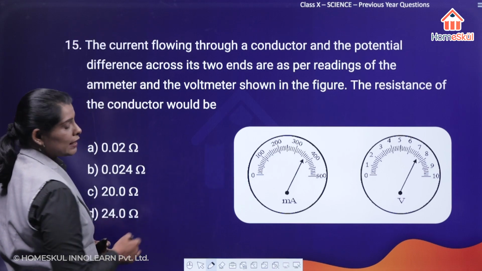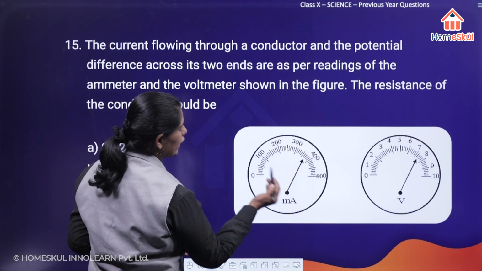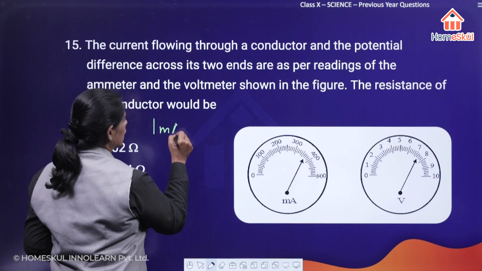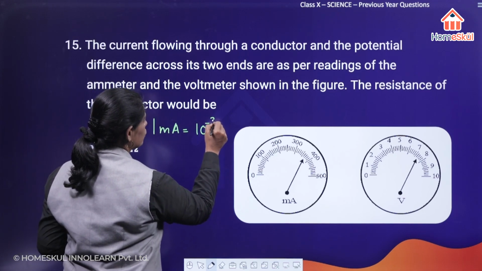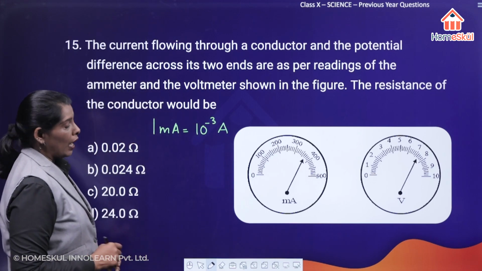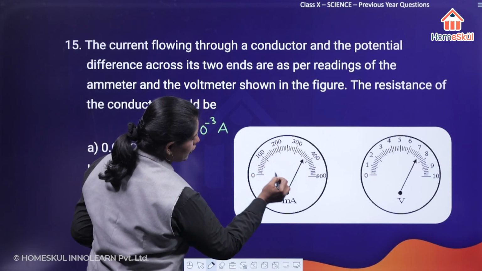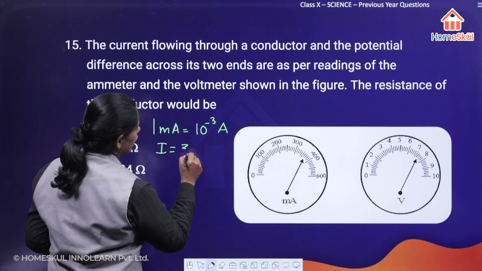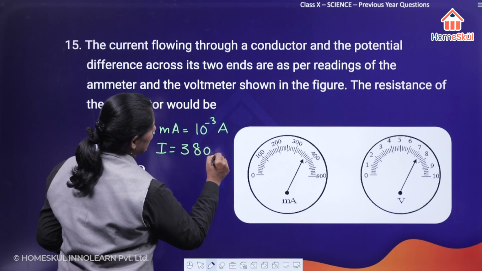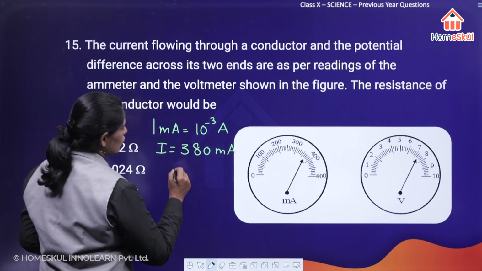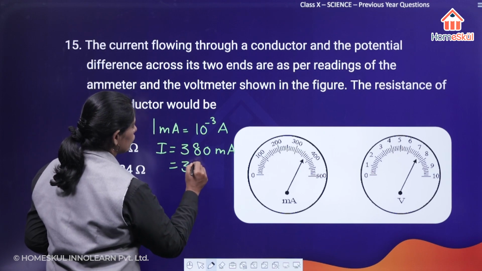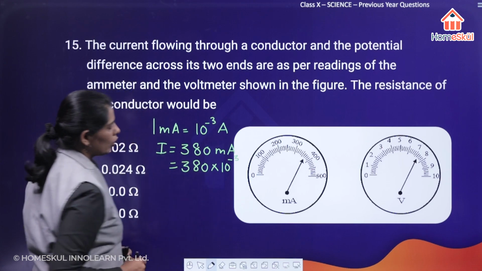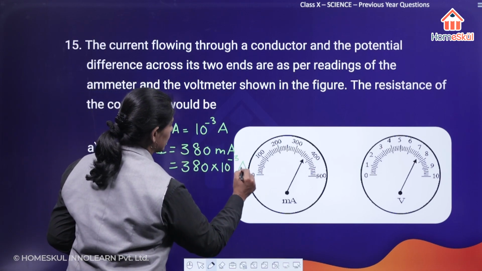So in the diagram, you can see that the ammeter reading is in milliampere. Okay, and we know that 1 milliampere is equal to 10 raised to minus 3 ampere. Right. And what about the reading here? The reading which the needle shows here is around 380 milliampere. Correct? So converting into amperes, what we get? 380 into 10 raised to minus 3. Fine. And this is in amperes.